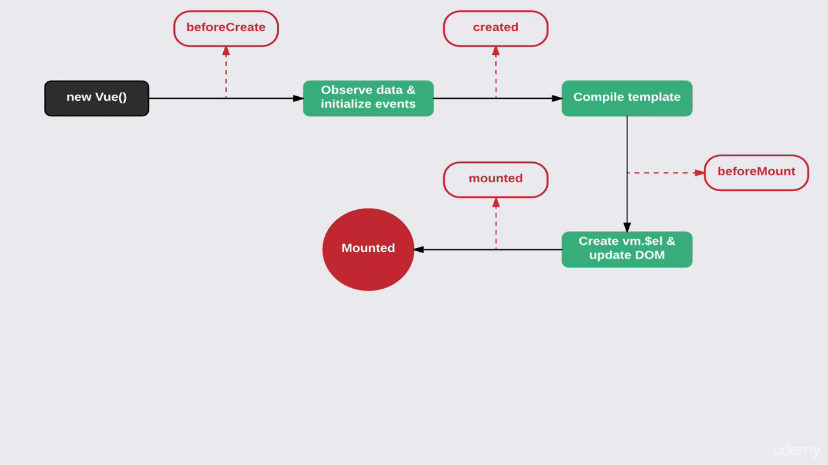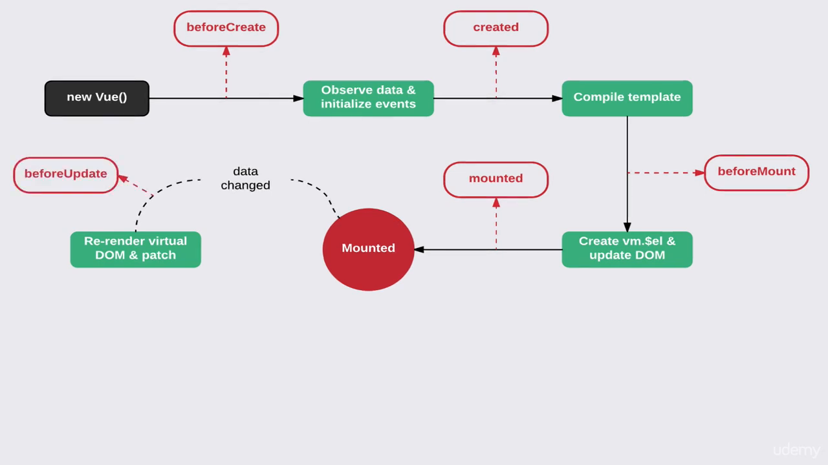Because data may change in response to events, for example, there is an ongoing loop, you could say. When some data changes, the virtual DOM is re-rendered, and the DOM is patched with the appropriate changes. Before this happens, a beforeUpdate hook is invoked, and after the DOM has been updated, the updated hook is invoked. This process repeats every time data changes.